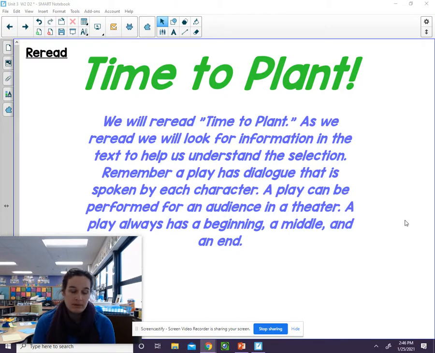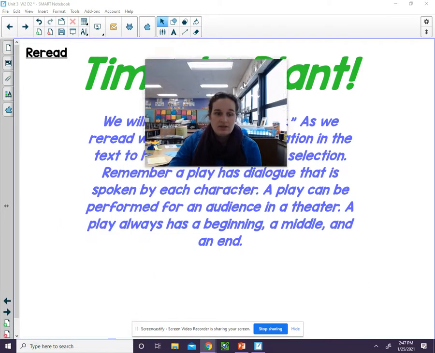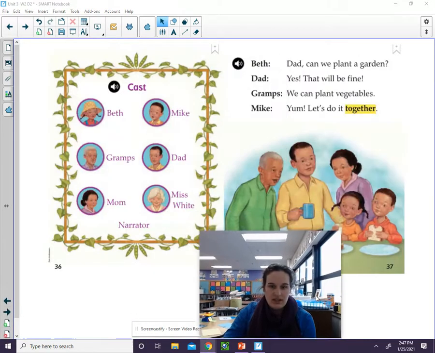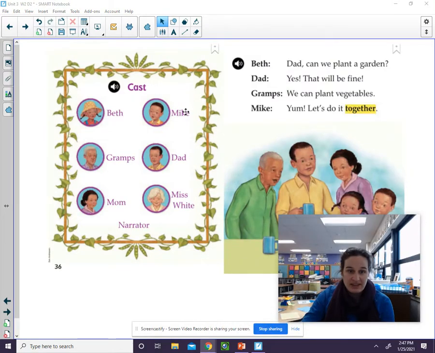I really want to point out that plays have dialogue, which are words that characters speak. Dialogue is written after each character's name so the reader knows who is speaking. So let's take a look. Over here, we have the cast listed in the story. We have Beth, Mike, Gramps, Dad, Mom, Miss White, and narrator. These are also called our characters in the story.